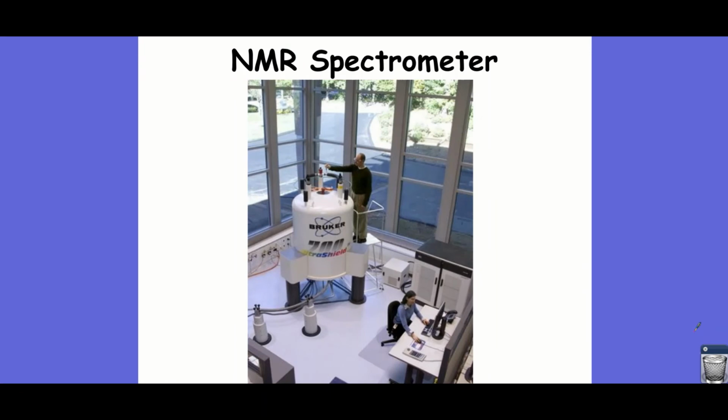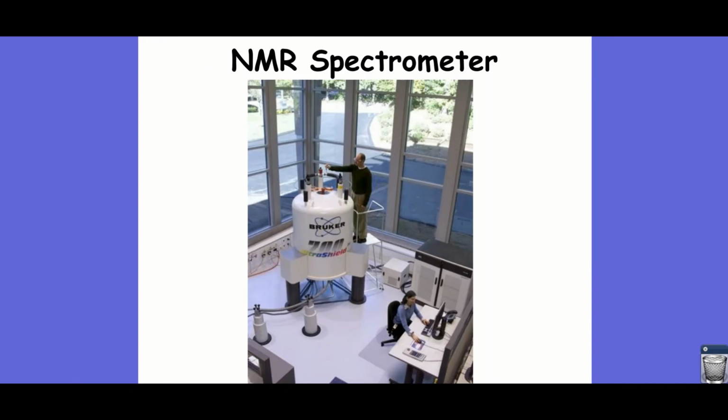So here is what an NMR machine looks like. It is a huge machine. It's basically a huge magnet. When you're in one of these rooms with an NMR machine, you have to make sure you're not wearing anything magnetic. You just leave it outside the room. You have to be really careful when you're near here.